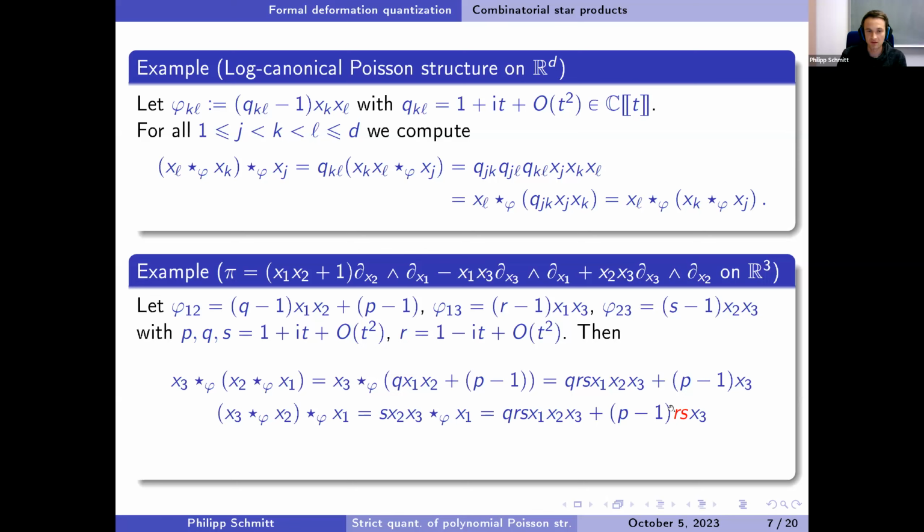And so we see that in order for the associativity condition to be satisfied in this case, we just need to pick r as the inverse of s, and we see that star phi will be associative if and only if we take this choice. So in particular, either r or s must have higher orders here, and we cannot just cut it off after the first term that encodes the Poisson structure.